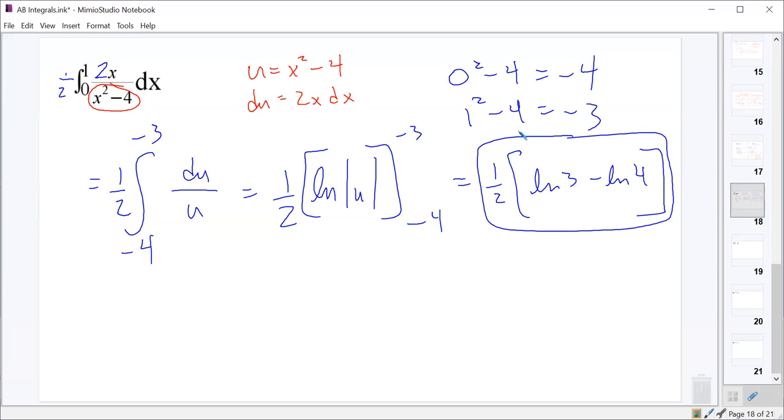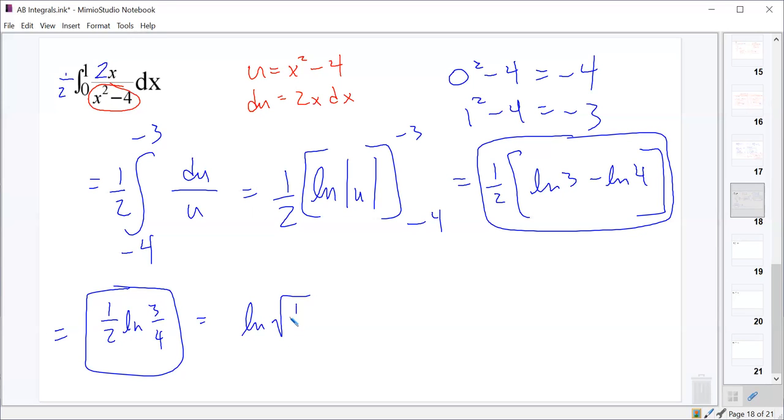And you should be aware that you might not see that answer. You might see an answer like 1/2 natural log of 3/4 on a multiple choice test also, just using log rules to combine ln 3 minus ln 4. Or you could pull that 1/2 in as a power of 1/2 on the 3/4. This would be a good answer, and you might see that in the multiple choice.